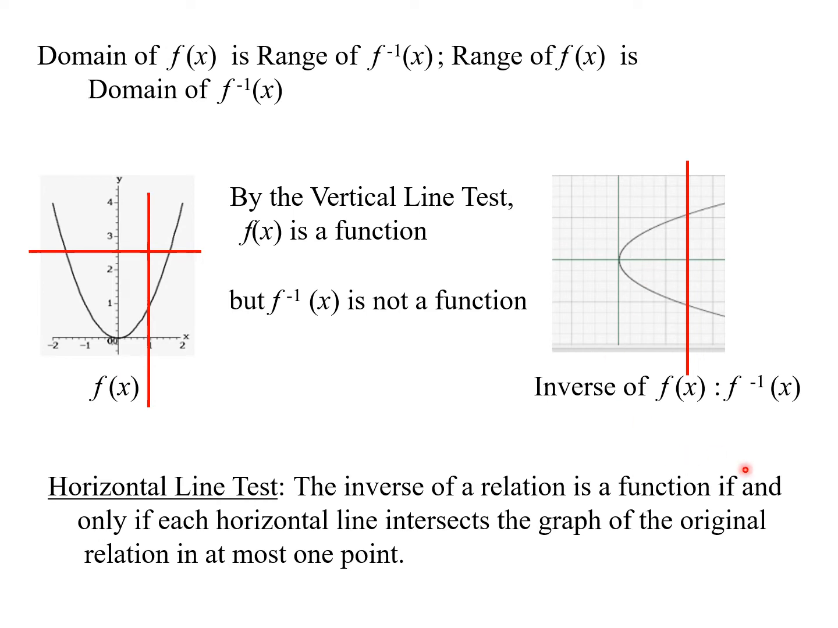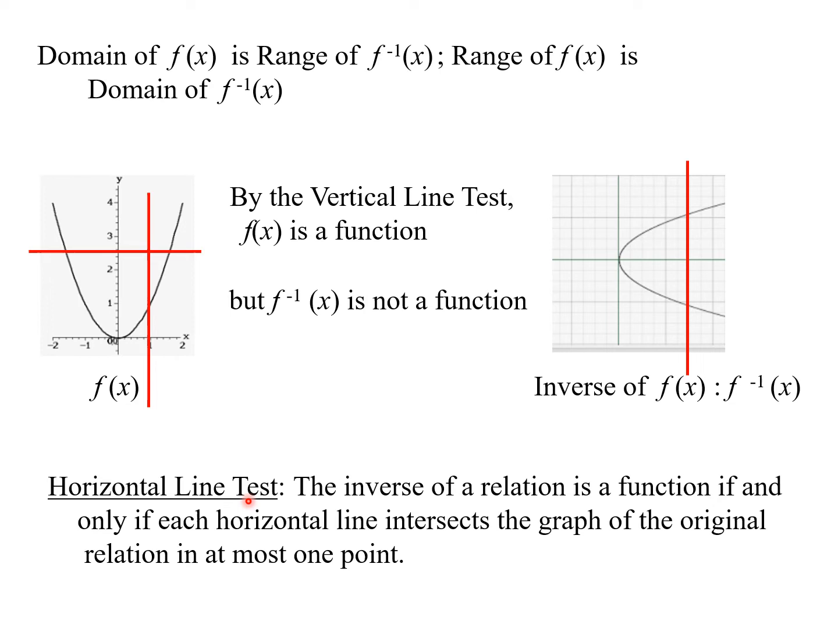A word about this if and only if notation. If and only if is something in mathematics that indicates that a statement goes in both ways. If the inverse of a relation is a function, then each horizontal line intersects the graph of the original relation at most one point. That will be true. But the reverse will also be true. If each horizontal line intersects the graph of the original relation at most one point, then the inverse of a relation is a function. So if and only if is a statement that you'll see in mathematics, and it states a slightly more rigid condition. The if-then goes both ways. If this, then this, and if this, then this. So you'll see this from time to time.